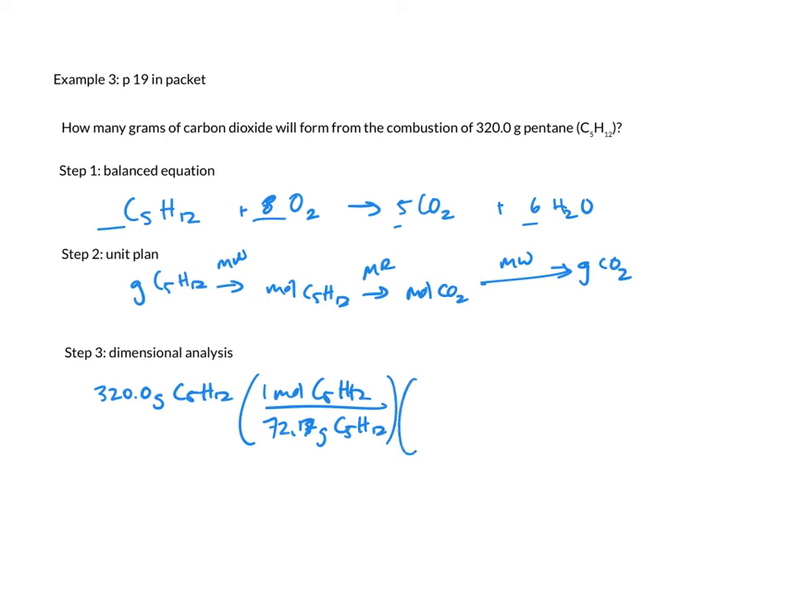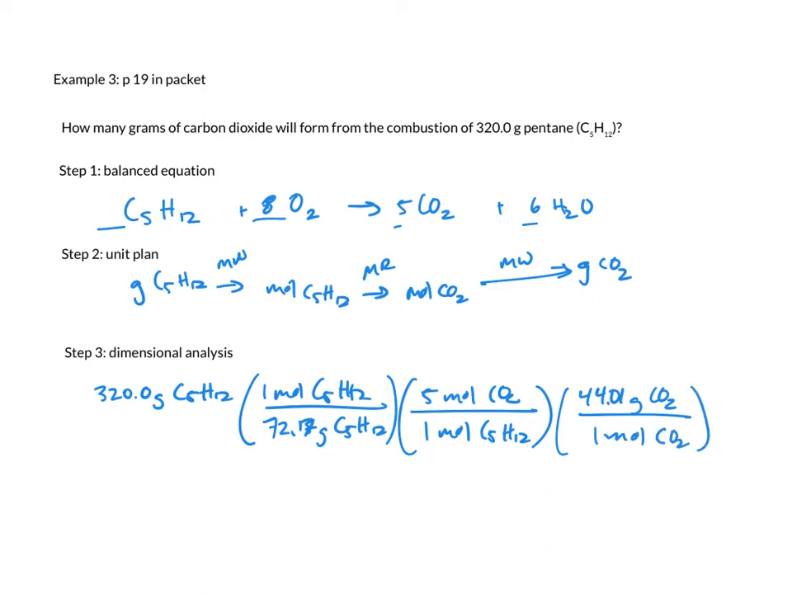Okay, and then I know from my balanced equation that I get 5 moles of CO2 for every 1 mole of C5H12. And then I know that, because my goal unit is grams, one more, the molar mass of CO2 from the periodic table is 44.01 grams of CO2 for every 1 mole of CO2. Okay, so then when I put that in my calculator, I end up calculating, in terms of significant figures, 975.7 grams of CO2. So if I burn 320 grams of pentane, I'm going to get 975.7 grams of CO2.